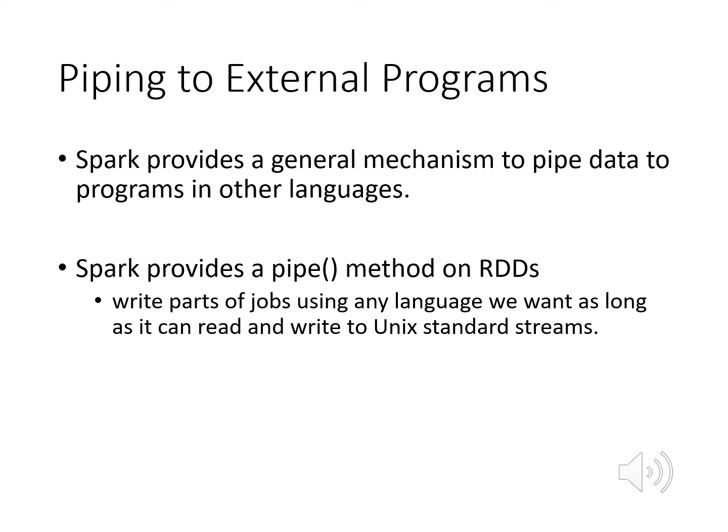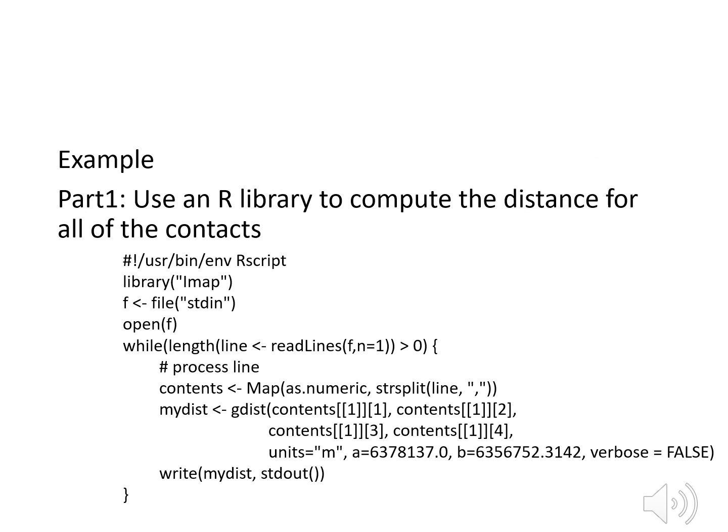Spark supports Python, Scala, and Java. Sometimes we want to use other programming languages, and Spark provides a pipe method on RDDs. It allows us to write part of the job in any language, as long as it can read and write to Unix standard streams. This is helpful when we already have some previous code and we want to use them in the Spark with the RDD's content.